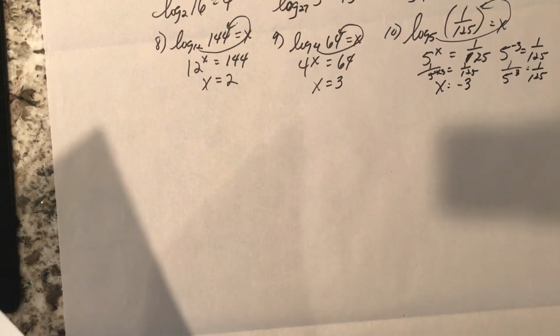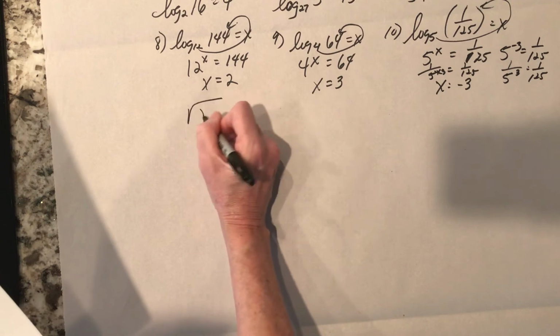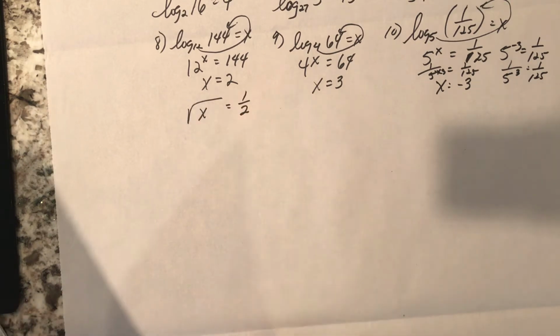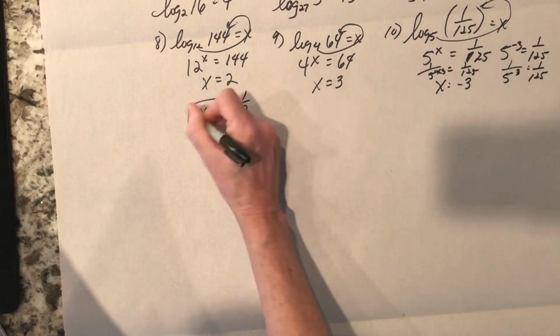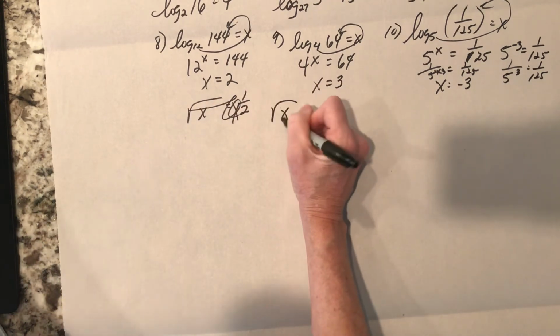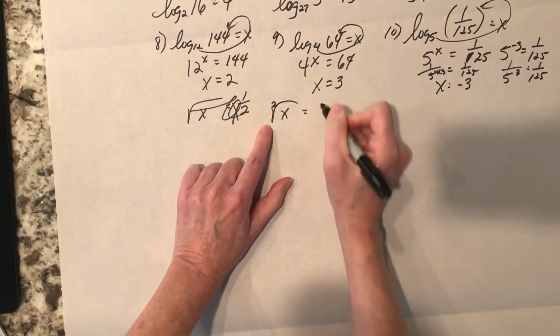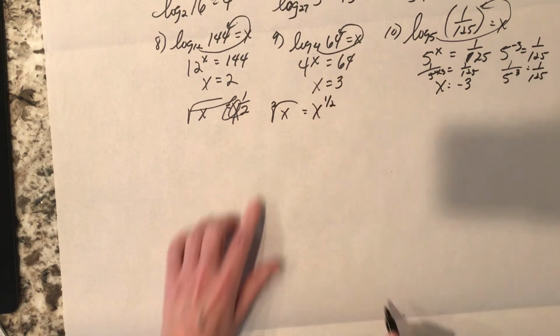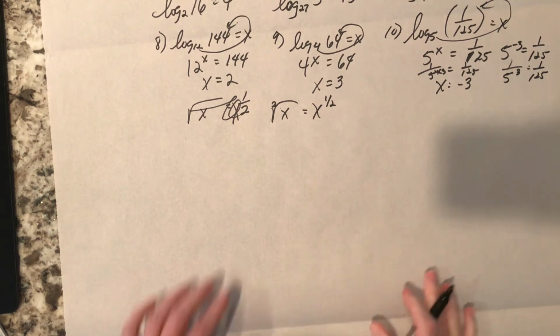Okay, then Thomas reminds you of two things that I've already talked about a little bit before. The square root of x, that radical, has an index of 2. That's the same thing as x to the 1/2. So those are going to be the same things, and we'll play with that.